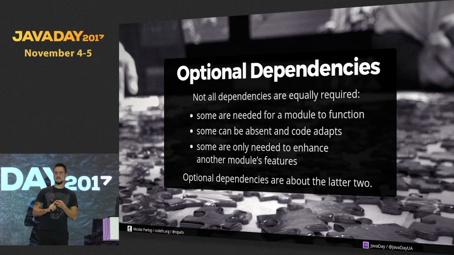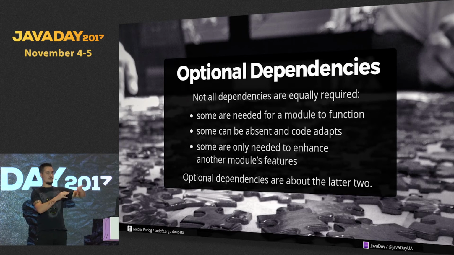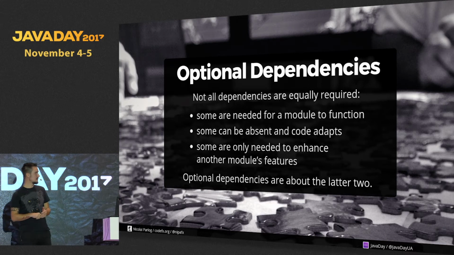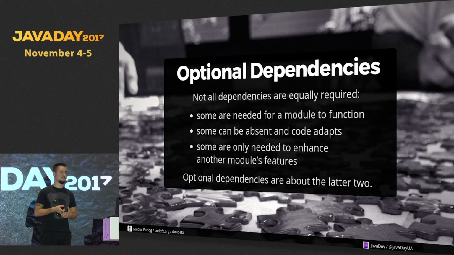But there are two other versions as well. You might write some code that maybe does not really depend on that code, but can use it if it's there. So if that code is not there, then you adapt and do something else. And then the last part, the third point, is maybe you're just enhancing another module's capabilities. If that module is not there, nobody's going to use your code anyway. So you don't have to really require it. And optional dependencies are about the latter two.